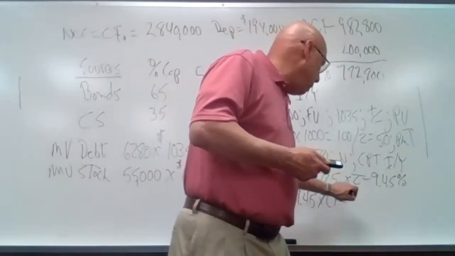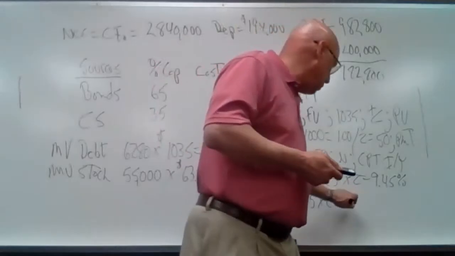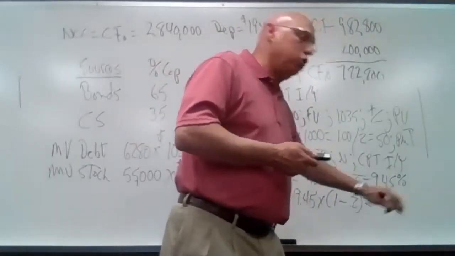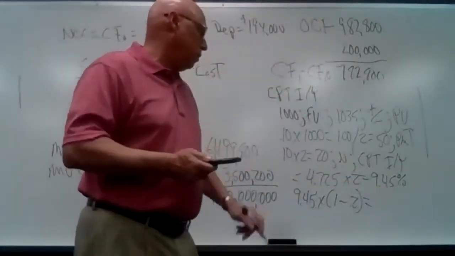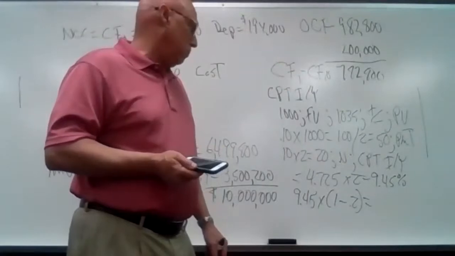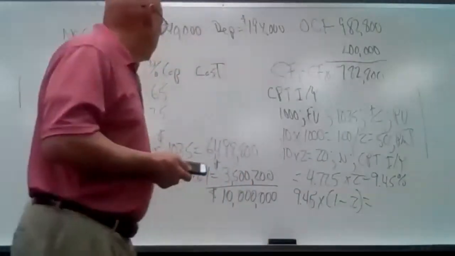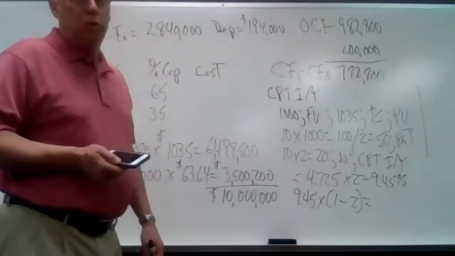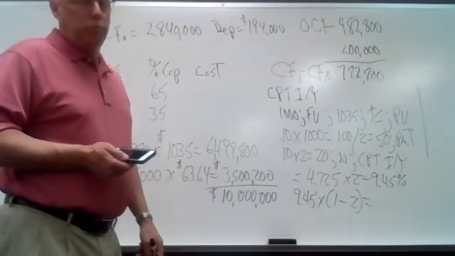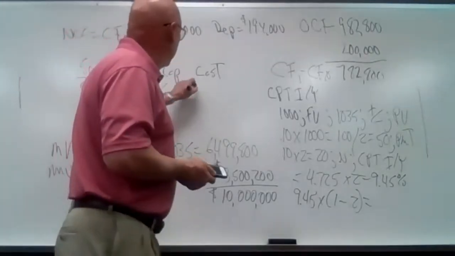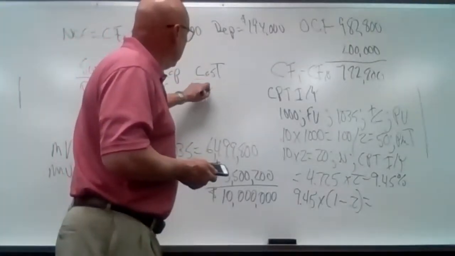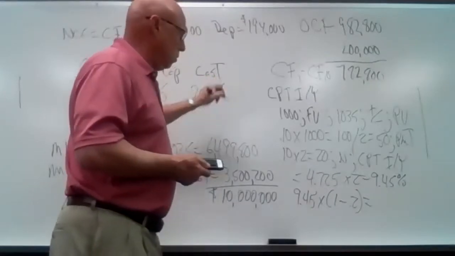times 1 minus the tax rate is your after-tax cost of debt. So what's your after-tax cost of debt? 9.45 times 0.8. 7.56. 7.56%. There's your cost. Okay.